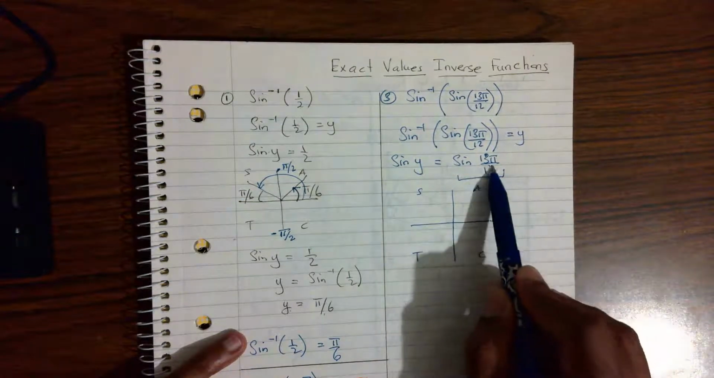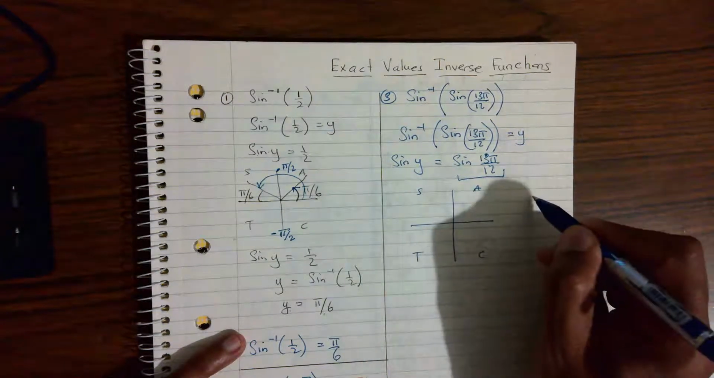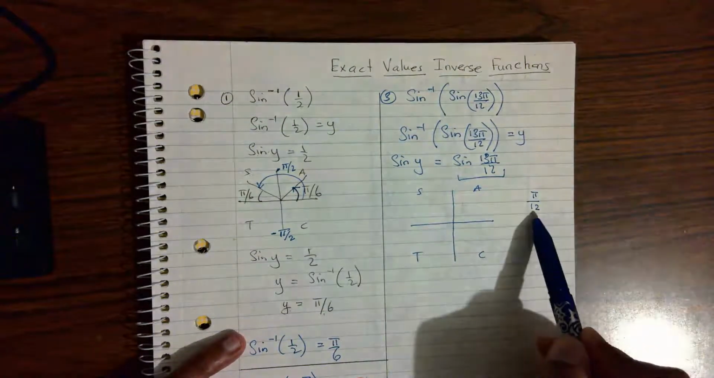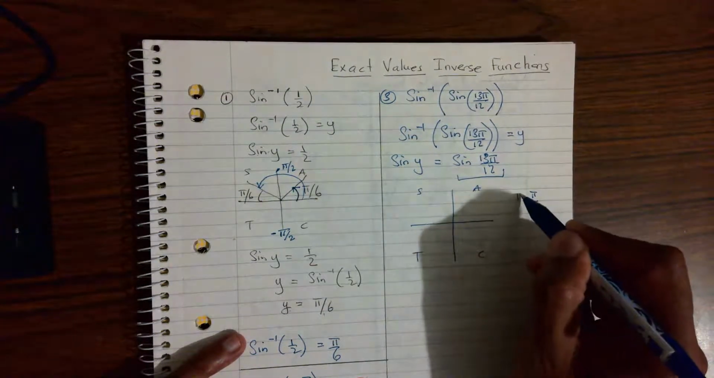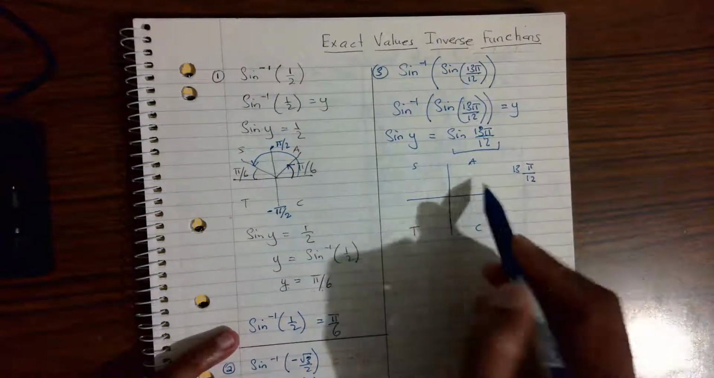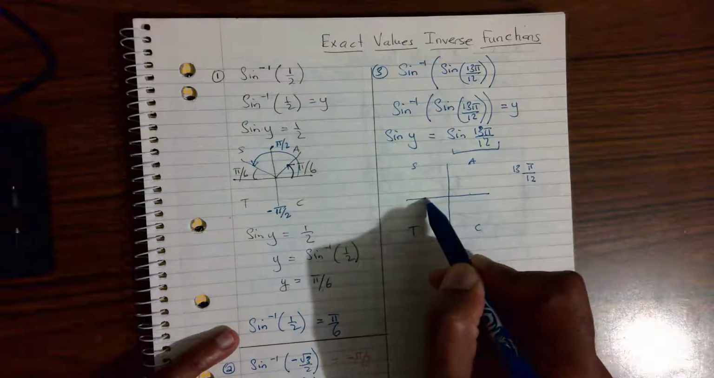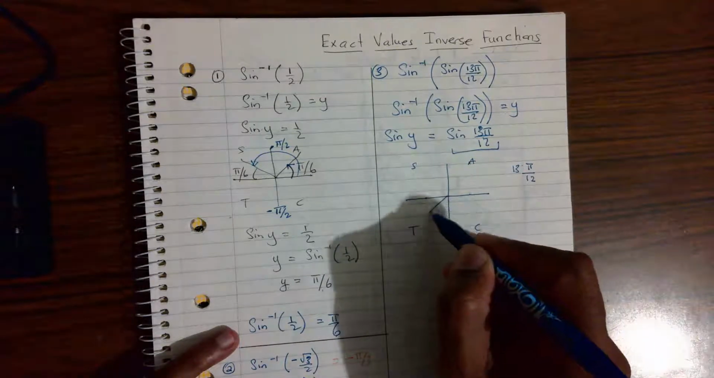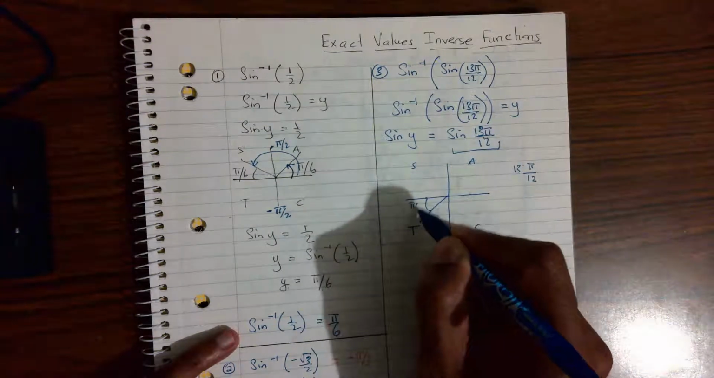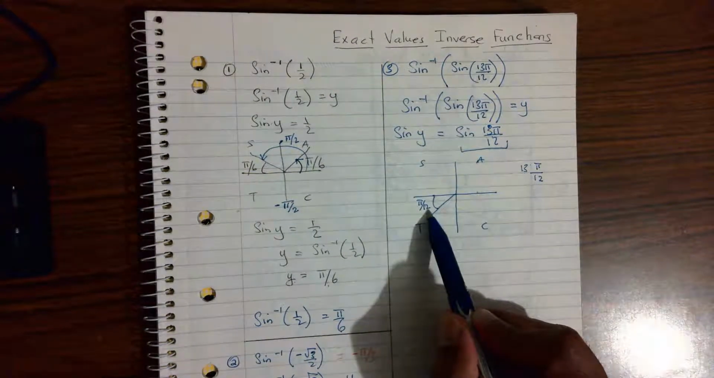13 pi over 12. A good way to visualize this is to take your pie and cut it into 12 pieces, and then we need 13 of those. Your positive pie is this much here, and if you cut it into 12 pieces, I need 13, so I'll have another one, and each one of them is 1/12. This will be your pi over 12. So that's where this angle ends up being.